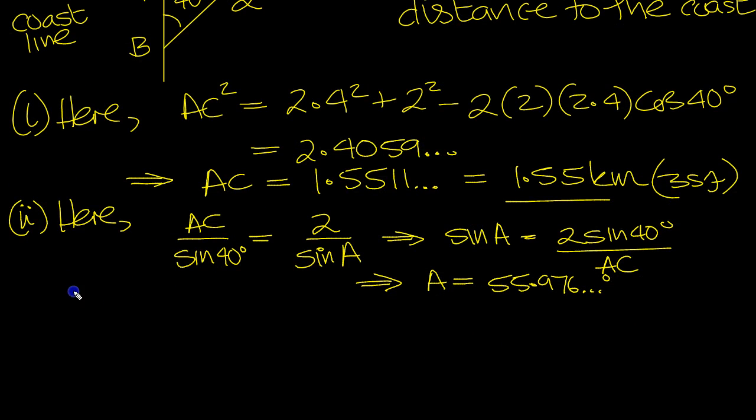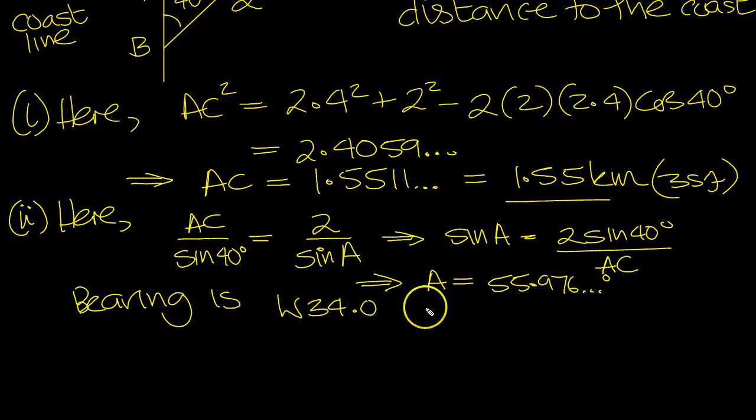So bearing is, we'll go west and then go 90 minus this, isn't it? So that'll be 34.02 degrees east, south. South. That would be the bearing.